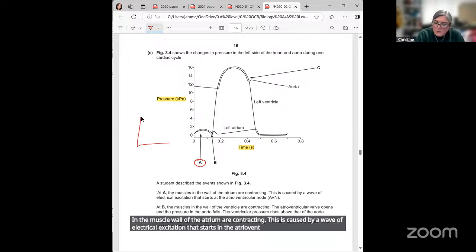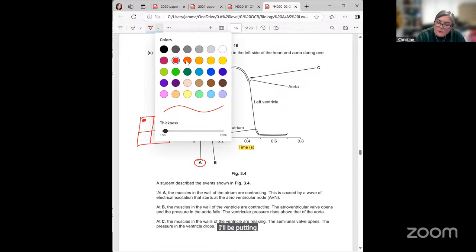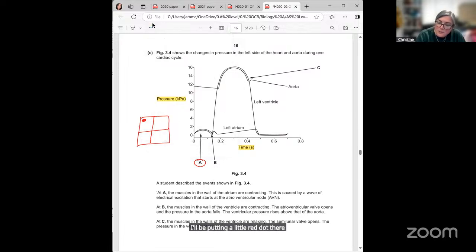So what I would be doing at this point here is I'd be drawing my little box. I'd be putting a little red dot there, and then I'm going to put a blue one here, which is going to come down.